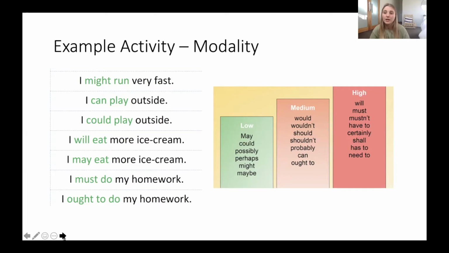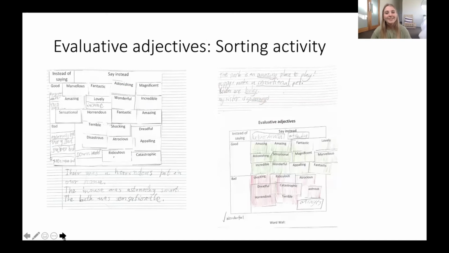So in a text, if you're trying to convince someone, you don't say could, you would say must. And this really carried through, not just in a text, but in everyday conversations too. In addition to this, I also showed them evaluative adjectives that they could use within their persuasive text.